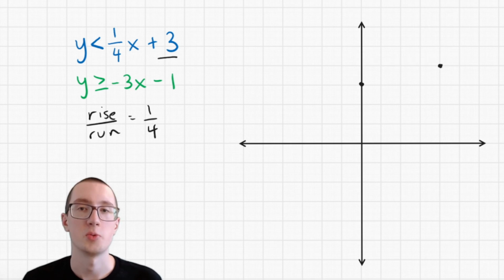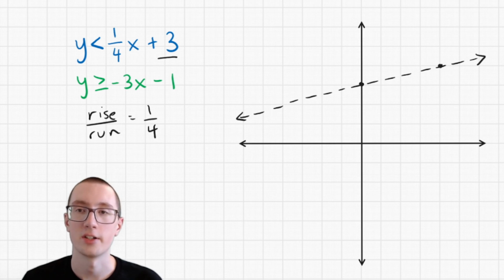So now what kind of line do we draw? Is it going to be dashed or solid? Well, we don't have a line underneath here, right? That means that the line is not going to be included in our answer. So we need to draw a dashed line. So here's our dashed line. I'm sure you could draw a much better one than me, but here it is.